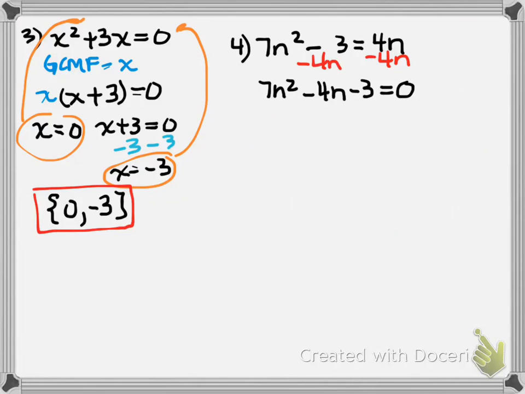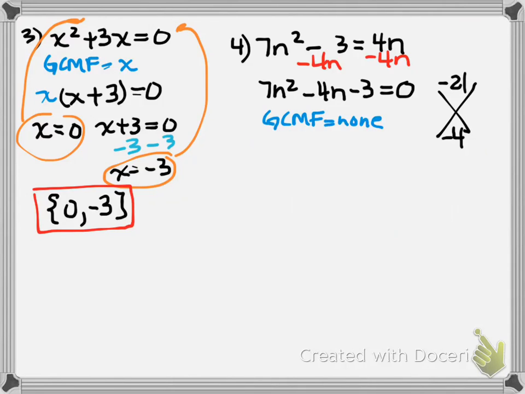Fabulous. So now I look, is there a GCMF? Nope. We thought that would help, but no. So next, we have 3 terms. Is it a trinomial square? You guys should not even hesitate. No. 7 is not a perfect square, so guess what? We're stuck with playing the game. Not that that's really stuck, that's actually really helpful. So the product number is going to be 7 times negative 3, which is negative 21, and the sum number is negative 4.